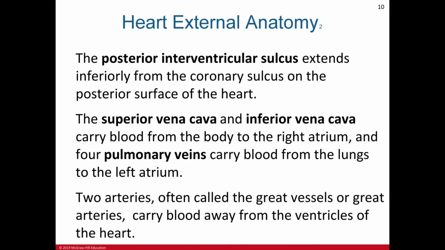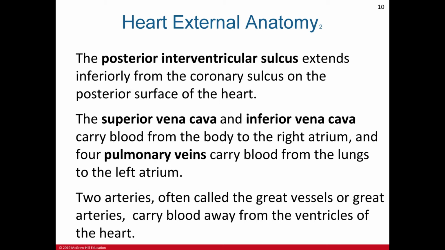The superior and inferior vena cava carry blood from the body to the right atrium, meaning the superior vena cava carries the used or deoxygenated blood from the upper body, and the inferior vena cava carries the deoxygenated blood, or the used blood, from the lower body.